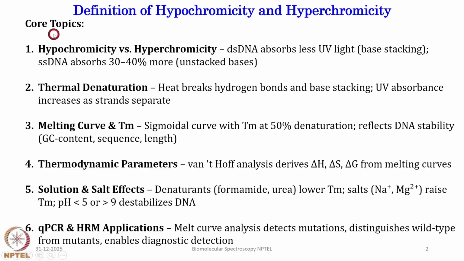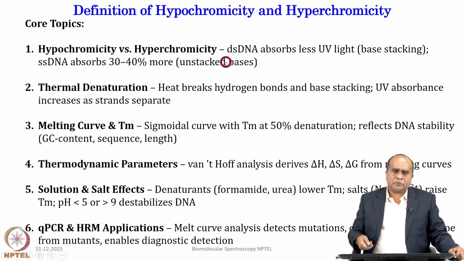So today we will just touch upon the concept that we had already discussed, hyperchromicity and hypochromicity, and we will build upon that. So what we are going to discuss is the difference. You remember we had already discussed hypochromicity and hyperchromicity, right. So double stranded DNA absorbs less UV light because of the base stacking, and when it unstacks, the single stranded DNA absorbs about 30 to 40% more. That is hypo versus hyperchromicity.